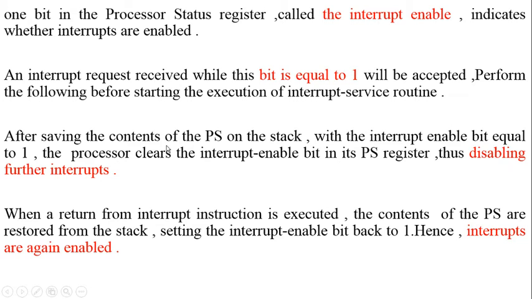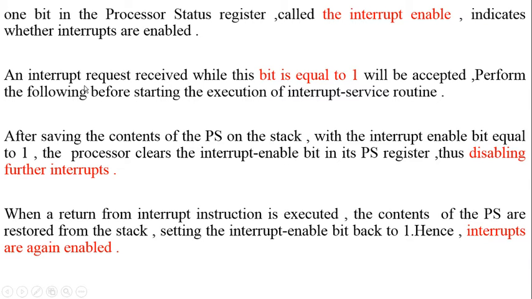After saving the contents of the processor status register on the stack with the interrupt enable bit equal to 1, the processor clears the interrupt enable bit in its processor status register, thus disabling further interrupts. When a return from interrupt instruction is executed, the contents of the processor status register are restored from the stack, setting the interrupt enable bit back to 1. Hence, interrupts are again enabled.